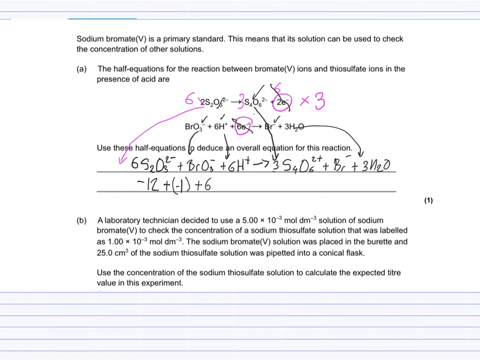And on this side 3 times 2 minus is minus 6, minus 1 from the bromide ion here. So the overall charge on this side is minus 7, and the overall charge on this side is minus 7, so your equations are balanced.